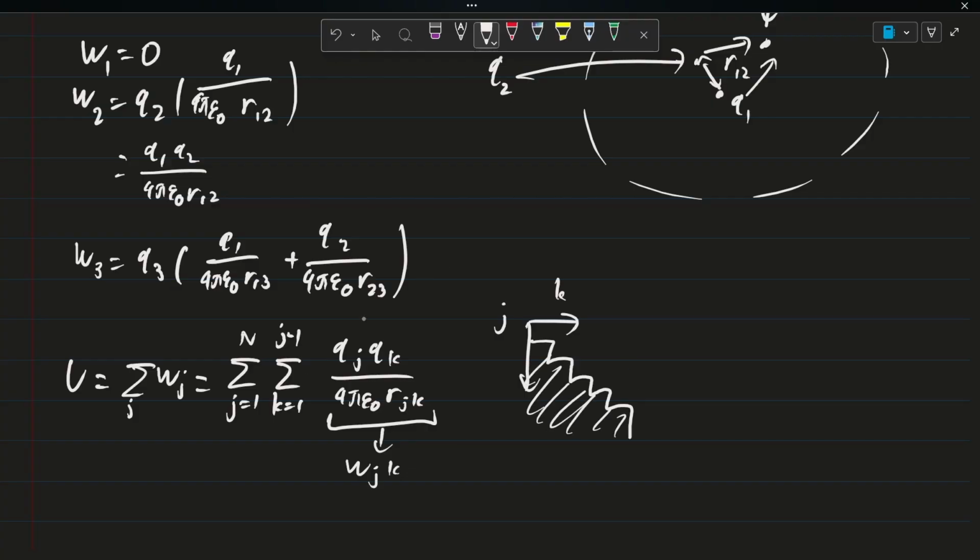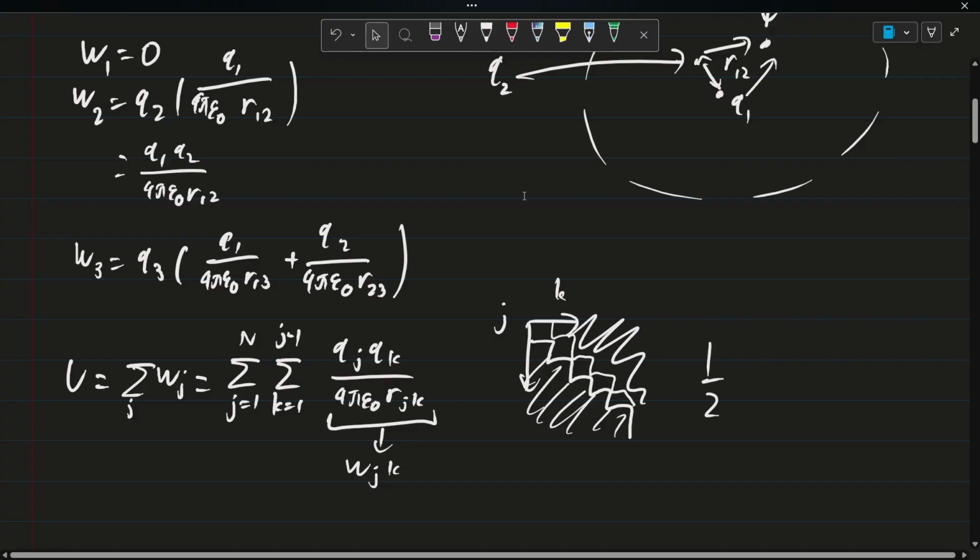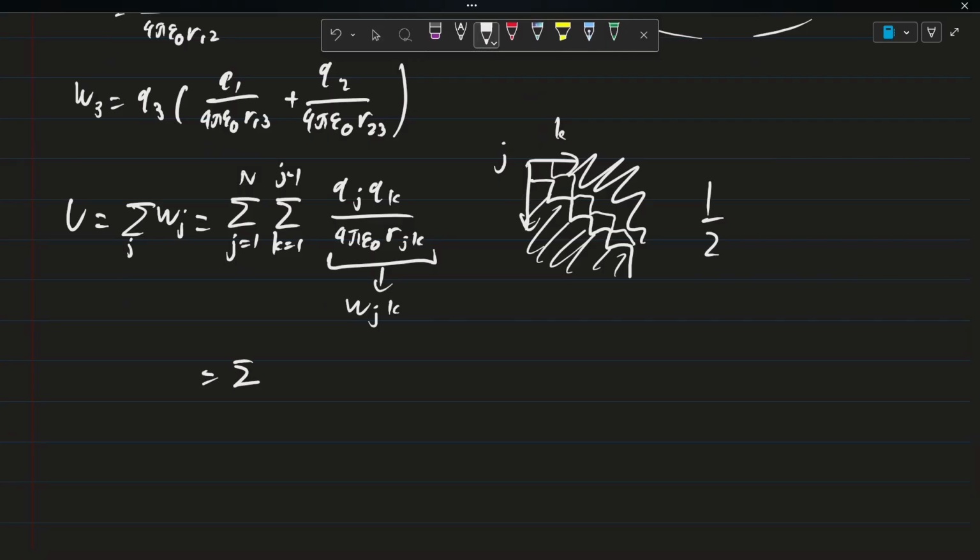But if you look at the Wjk again, Wjk is the same thing as the Wkj, meaning that you could actually just sum something like this. You could just sum this up as well, and then later divide it by 2. So we can write it. It will be the sum from j equals 1 until n of the sum of k equals 1 until n of half Wjk.